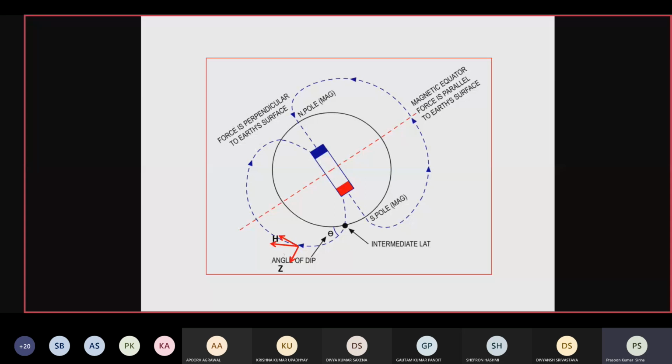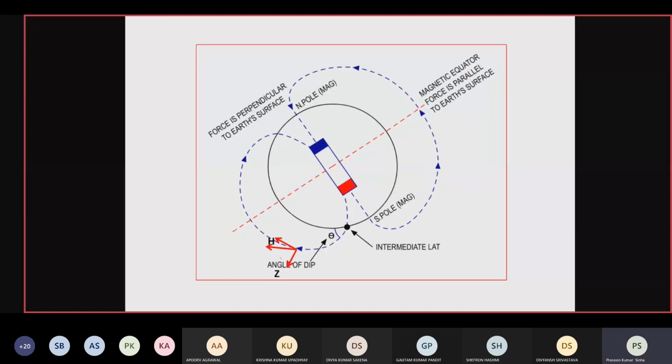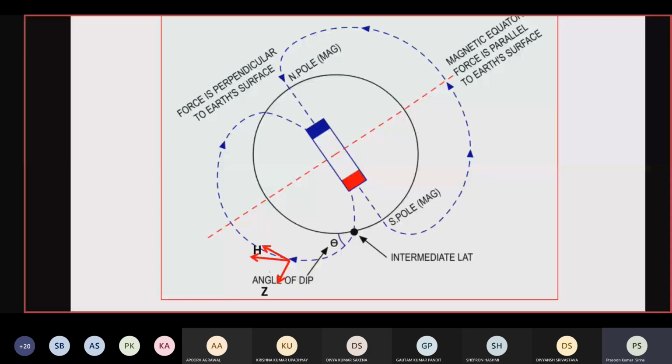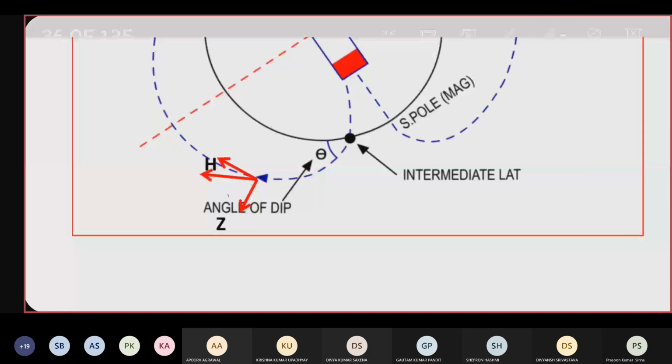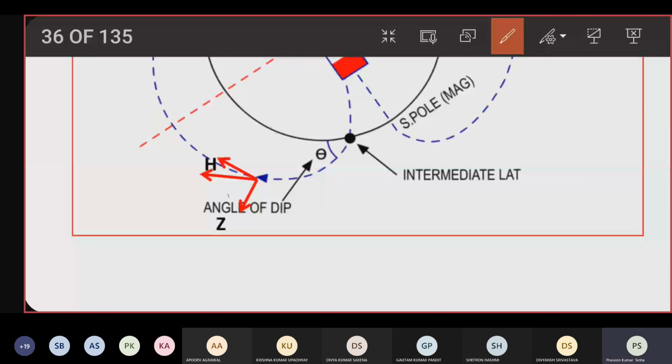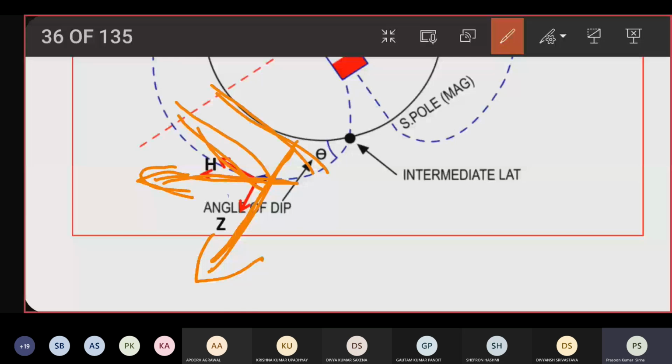Now we are coming to more closer look at the angle of dip. How this is broken down into two components. As you can see here at the bottom, the angle of dip or the horizontal, this line is the total force that can be broken down in horizontal component parallel to the ground, and it can be broken down in vertical to the ground. So the T is broken down into H and Z.